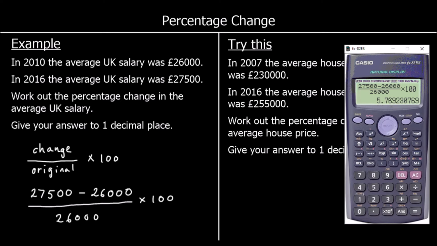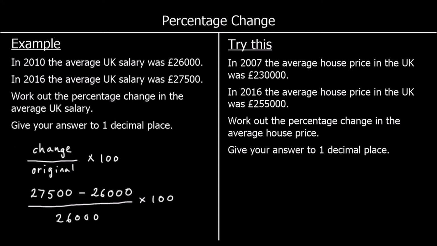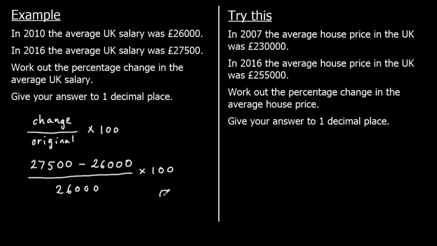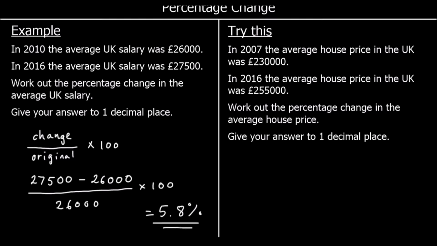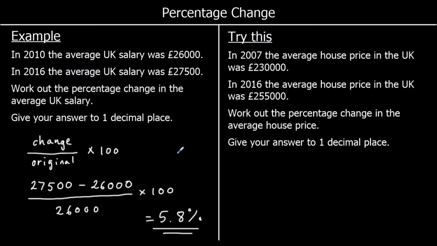So to one decimal place, it's 5.8, because the next number is 5 or above, so it kicks up the 7 to an 8. So 5.8%. So 5.8% to one decimal place. So percentage change, change over original times 100.